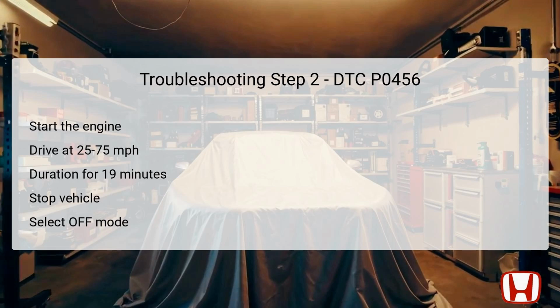In troubleshooting Step 2 for DTC P0456, after the waiting period, the engine must be started. Once the engine is running, it is essential to drive the vehicle at a steady speed between 25 to 75 miles per hour for approximately 19 minutes. This driving condition allows the PCM to collect data while the vehicle is in motion, simulating real-world operation.